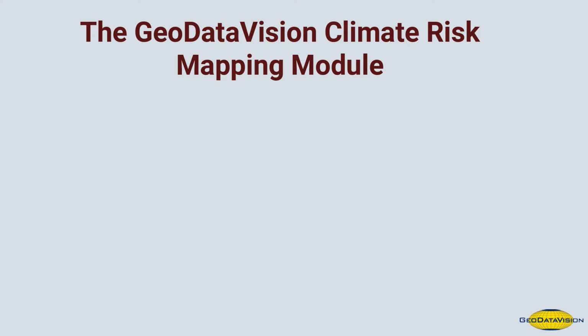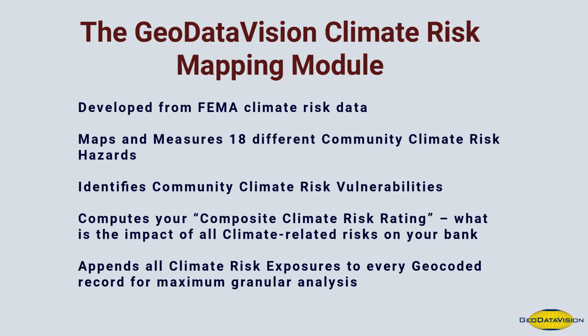GeoDataVision has developed a groundbreaking climate risk mapping module that is based on 1, extensive FEMA natural hazard risk data, 2, maps and measures 18 different community climate risk hazards, 3, identifies community climate risk vulnerabilities, 4, computes a composite climate risk rating based on a bank's exposure to 18 natural environmental hazards, and 5, appends all climate risk exposure to every geocoded bank record, thereby allowing the maximum granular analysis.